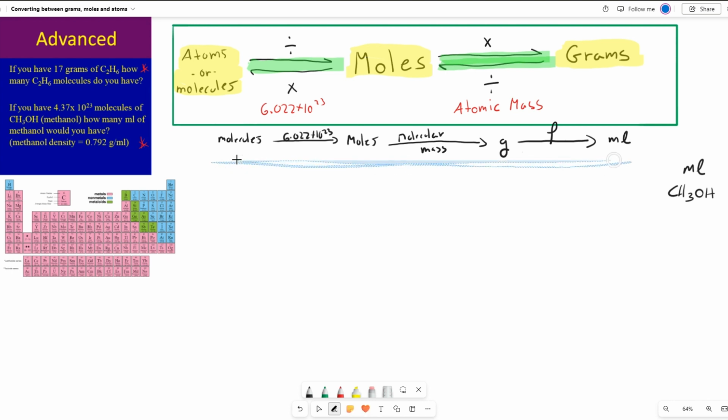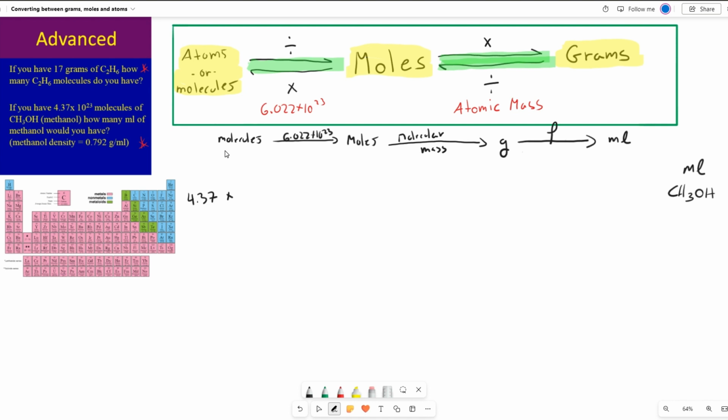A lot of times when doing these kinds of problems, students just start writing stuff down, but they don't actually figure out the steps that they need to follow. So mapping out what you're going to do to solve the problem really helps. So now that we kind of know what we're going to do, let's just start by going from molecules to moles.